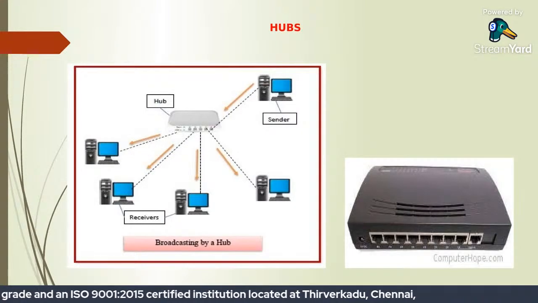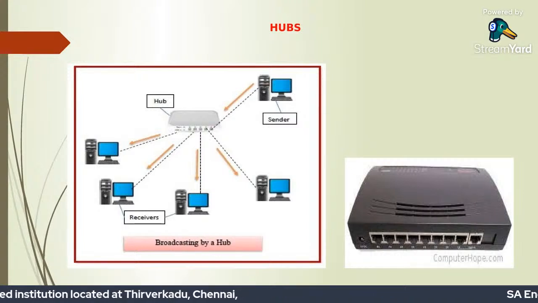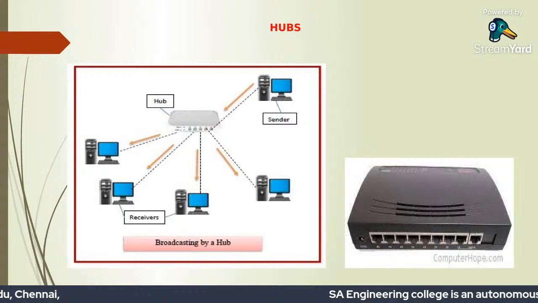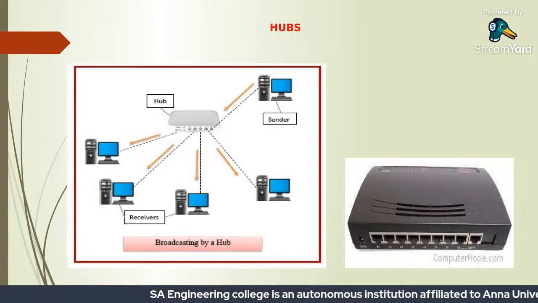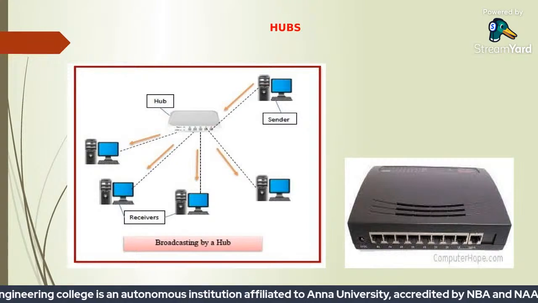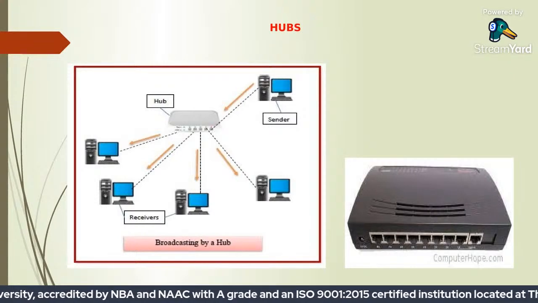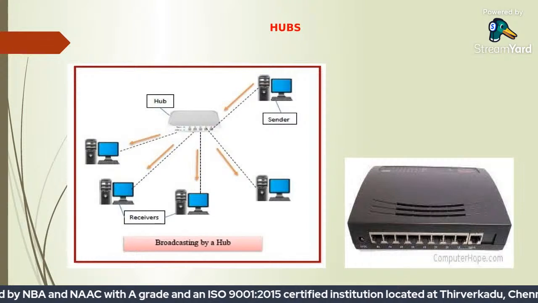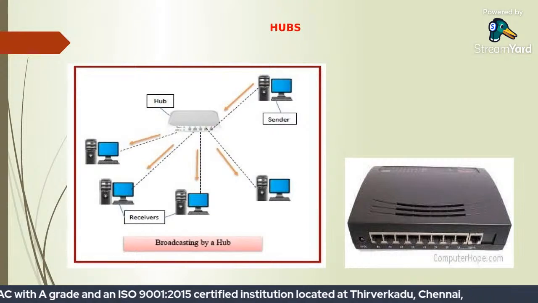Here all the devices are connected with the help of a hub. There is one sender, and the hub will receive the data from the sender, and it will distribute the data to all the network devices. It will not send it to the correct destination device only. This is the main drawback of a hub. It will send a copy of the data to all the network devices.